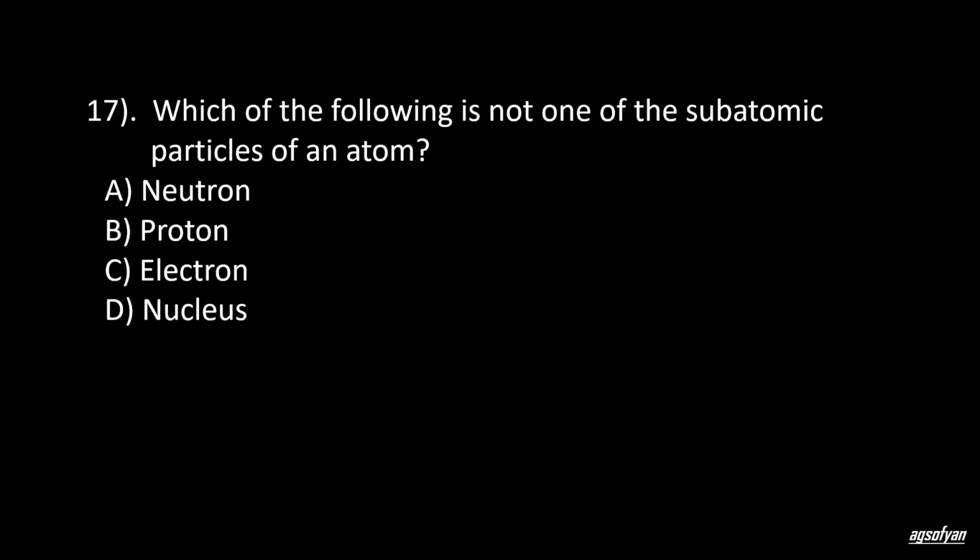Which of the following is not one of the subatomic particles of an atom? Neutron, proton, electron, or nucleus? Okay, the answer will be nucleus. Neutrons, protons, and electrons are subatomic particles.